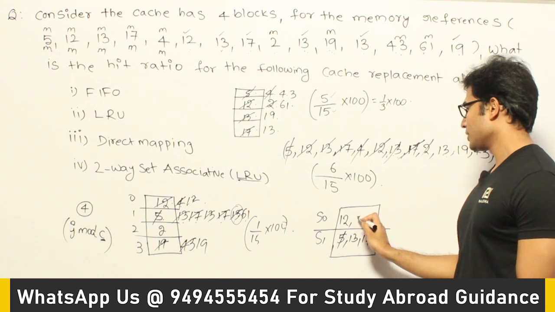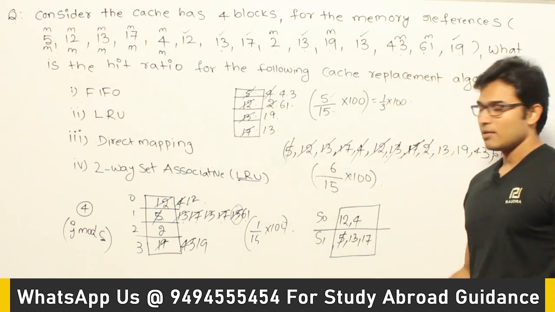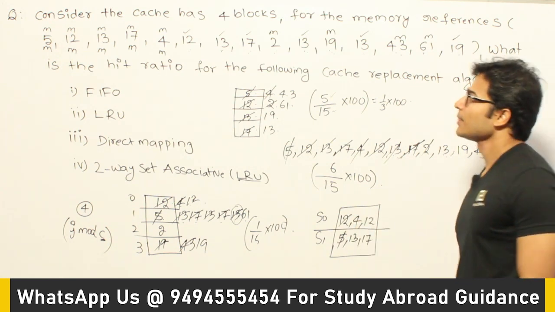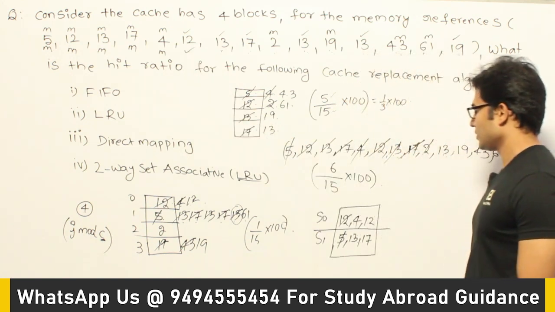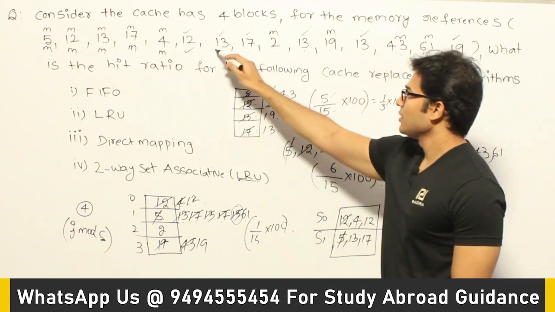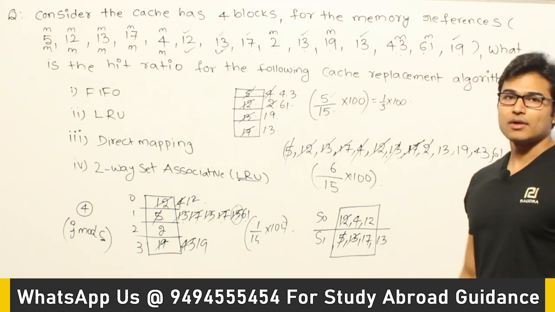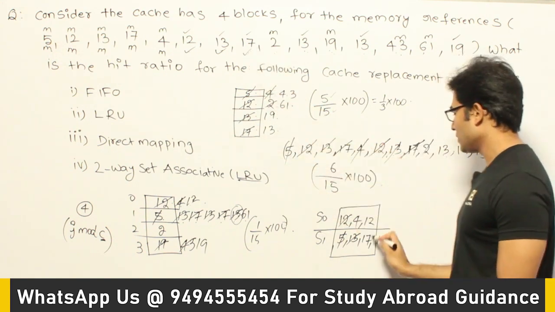And get the 4 here, even number. And then 12 is already present there, but then move 12 up the list. It is important. Okay. So 12 is already present there, hit. What about 13? 13 is already present there, hit. But then move it up the list. Okay. What about 17? 17 is already present there, hit, but then move it up the list.